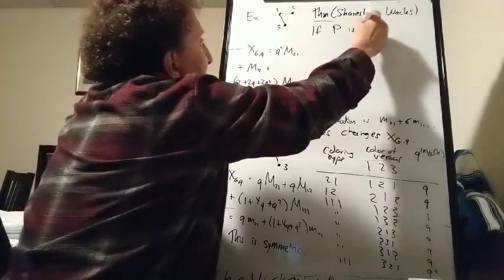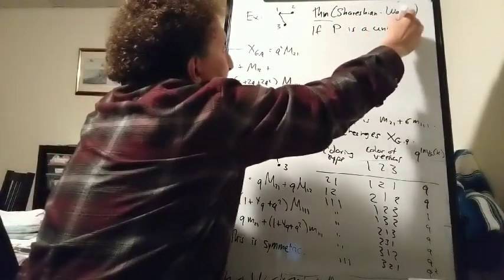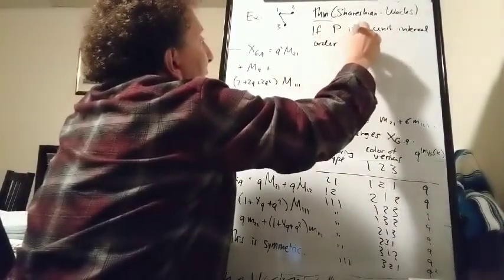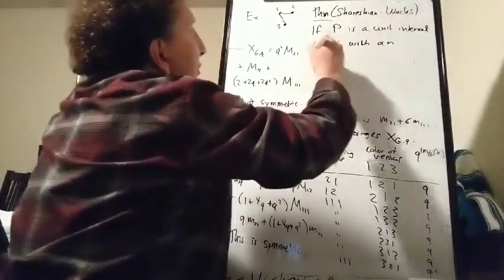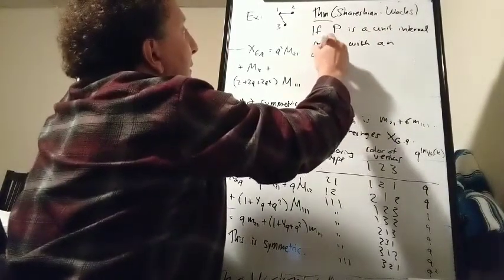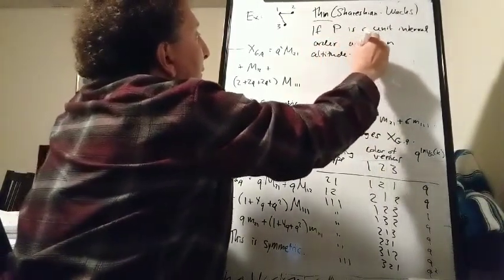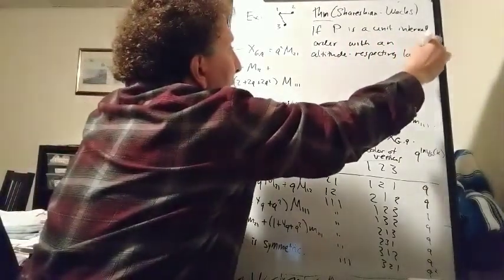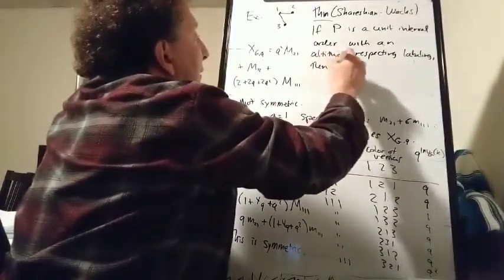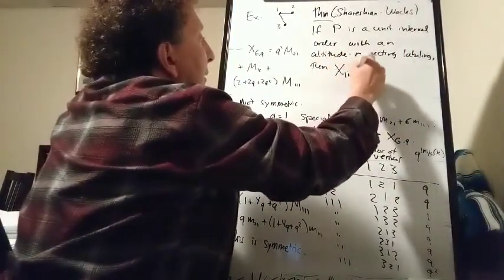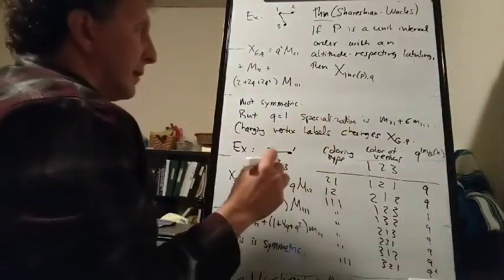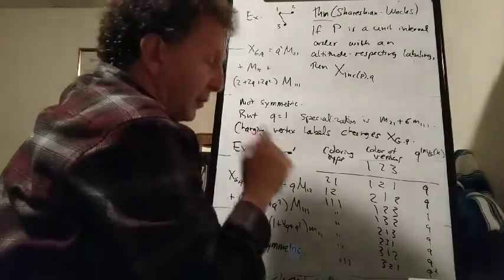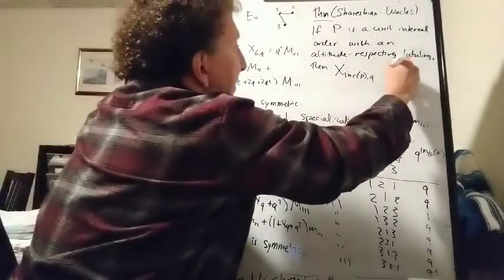If P is a unit interval order with an altitude respecting labeling, then the quasi-chromatic quasi-symmetric function is symmetric.